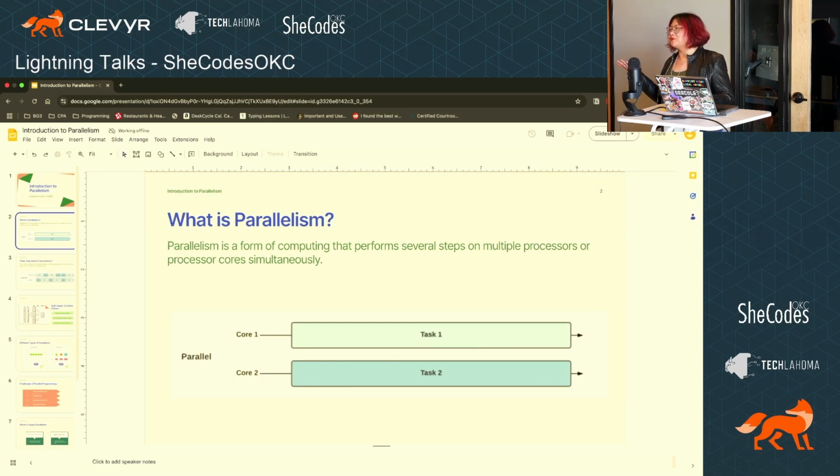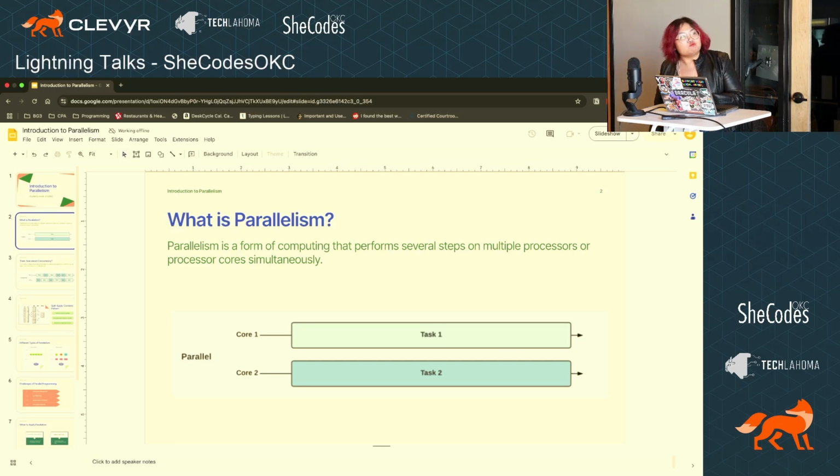A simple way to say it is, let's do a couple of things all at once, perfectly. It's a form of computing that performs several steps on multiple processors or processor cores simultaneously. Now we're entering 8 cores, 16 cores. The cores are getting more and more. And if we talk about graphics cards, there's even more computational power. If the power's there, why not utilize it, right?